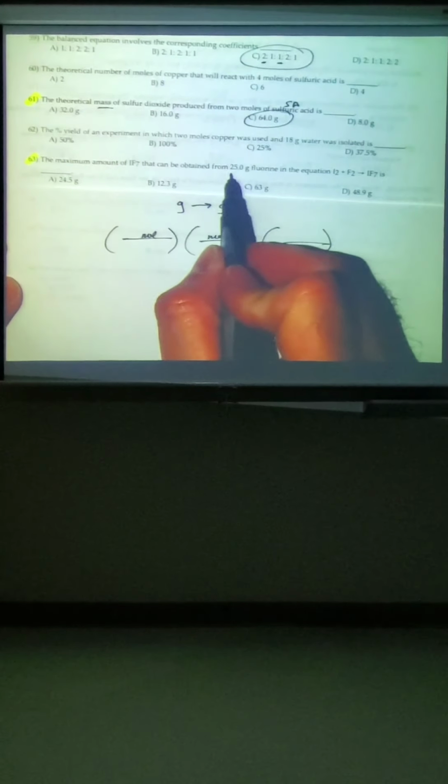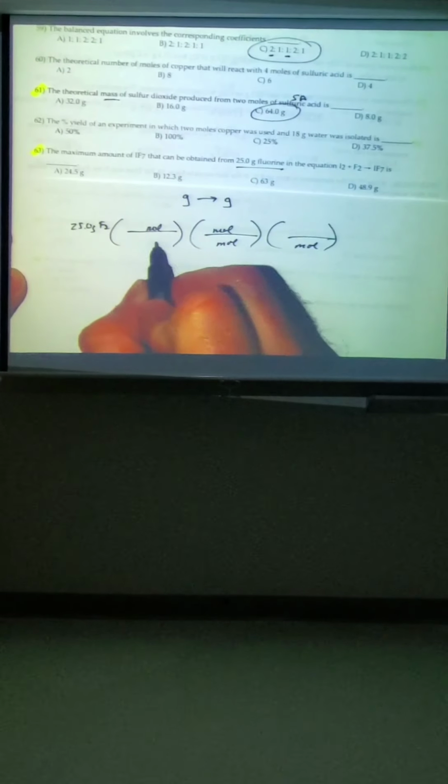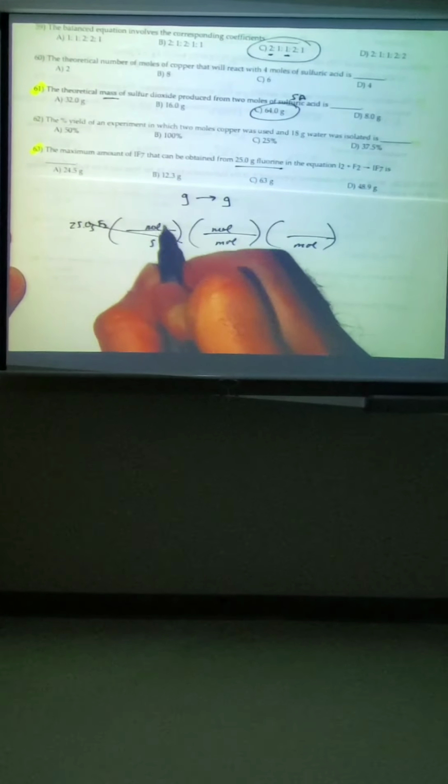So here we have 25 grams of fluorine, so put that out front. Grams of fluorine need to cancel. Fluorine moles need to cancel. You can only do that diagonally, top to bottom. They want maximum amount of IF7, so grams of IF7. Grams of IF7 is what they want. That's per mole of IF7 on the periodic table. This is IF7 because we need a balanced chemical equation.